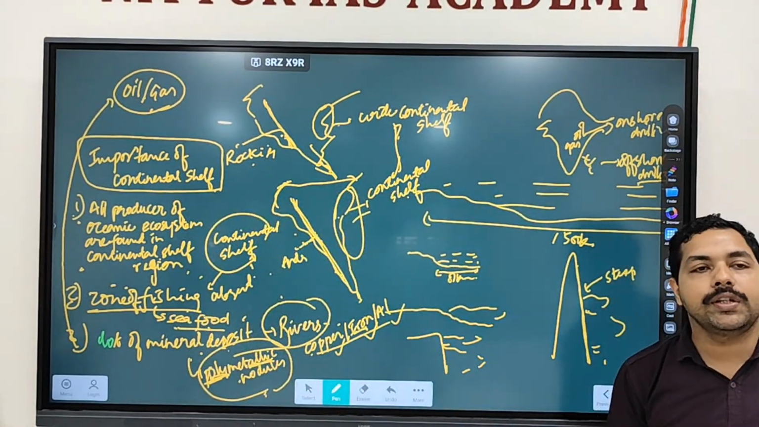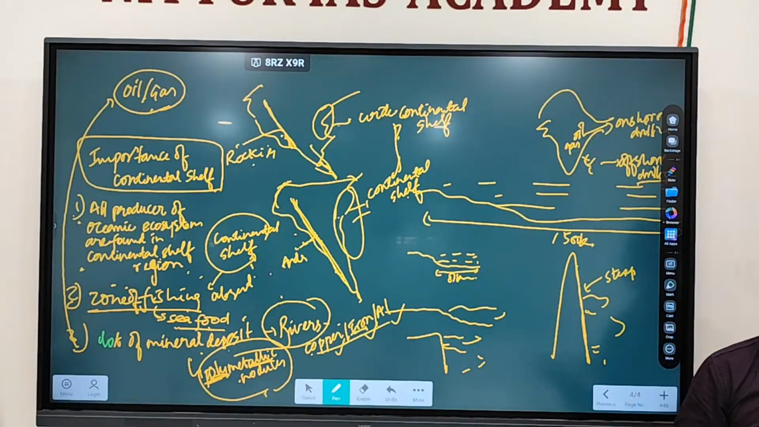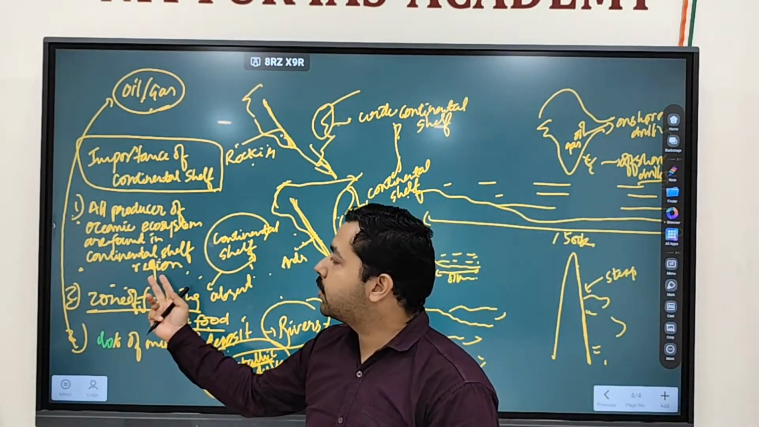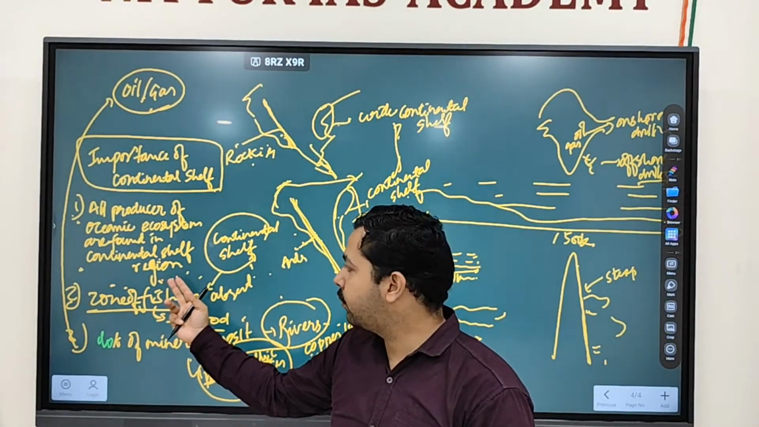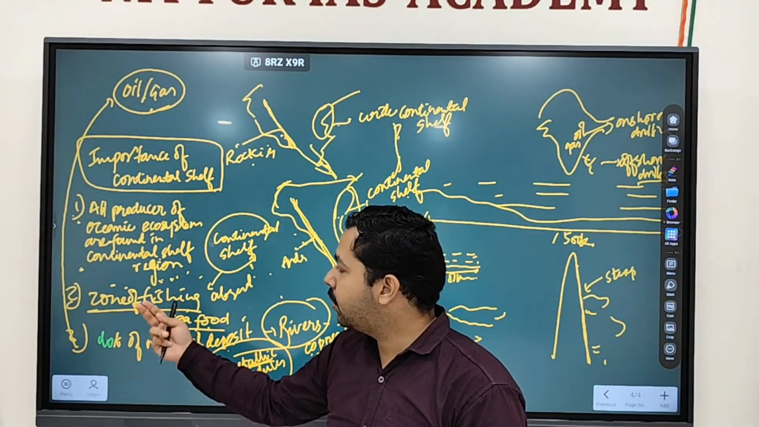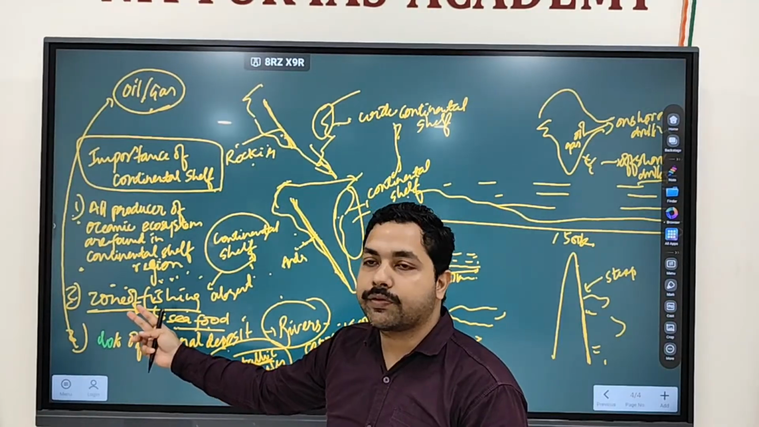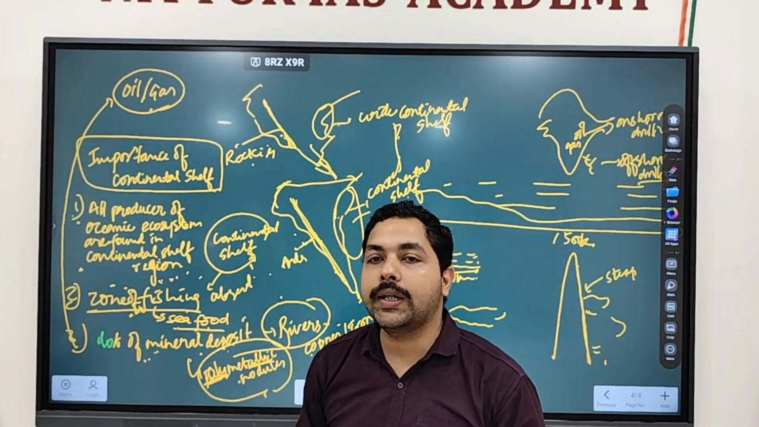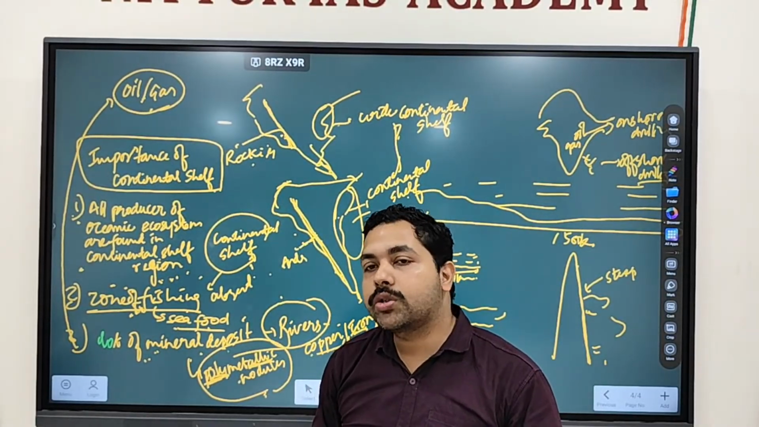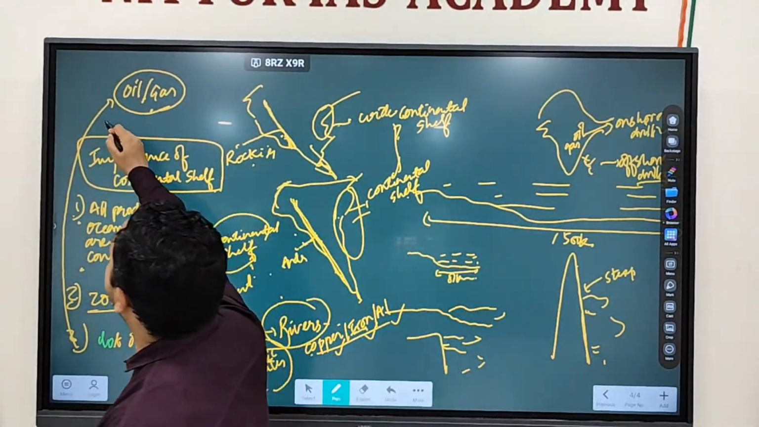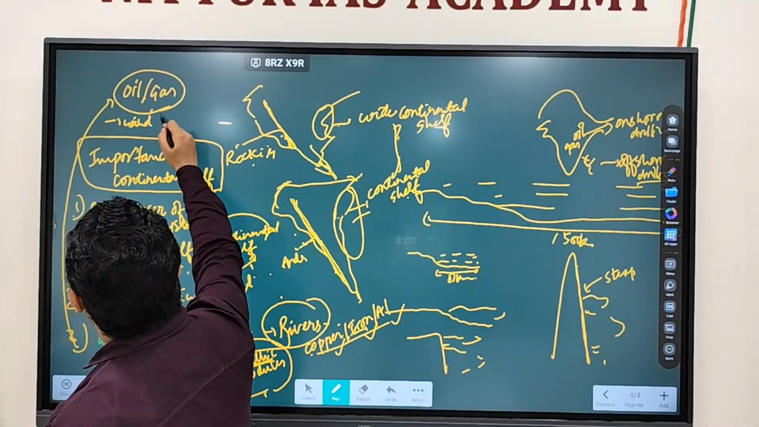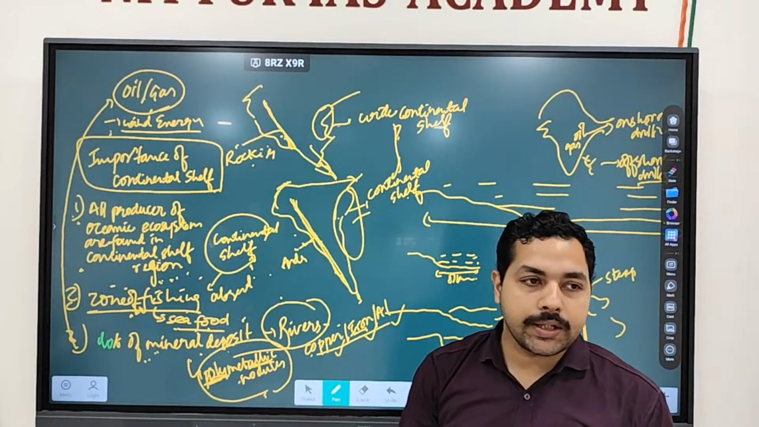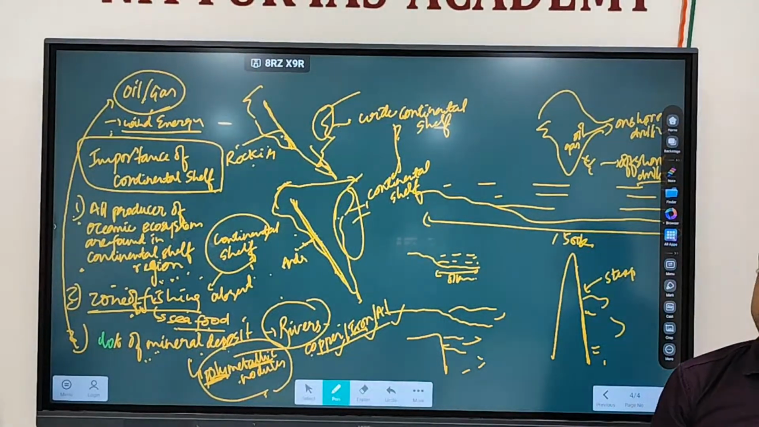The continental shelf region is of very high importance, because it can be used for what? It can be used for the production or sustenance of the oceanic ecosystem. It can be used for fishing. It can be used for mineral deposits. It can be used for oil and gas deposits. Clear? It can also be used for generating wind energy. That is another importance of the continental shelf region.